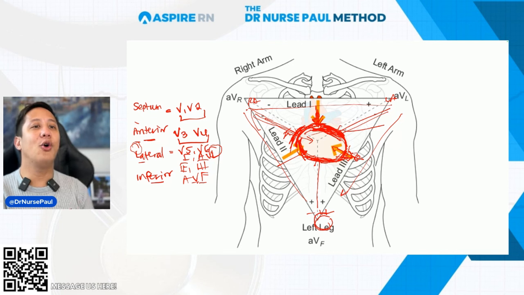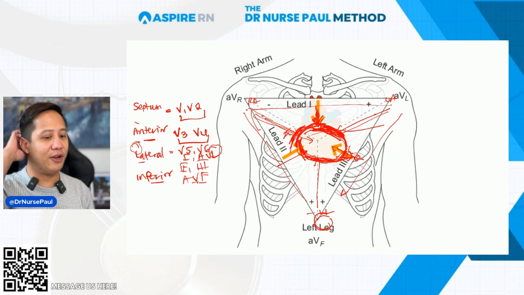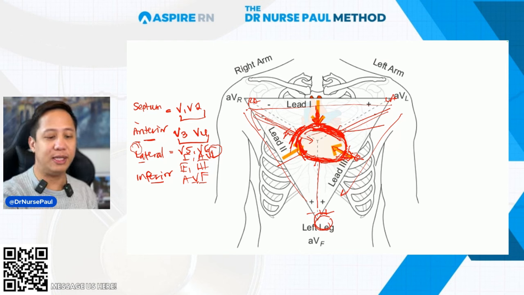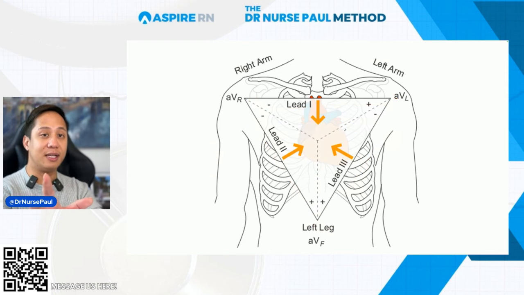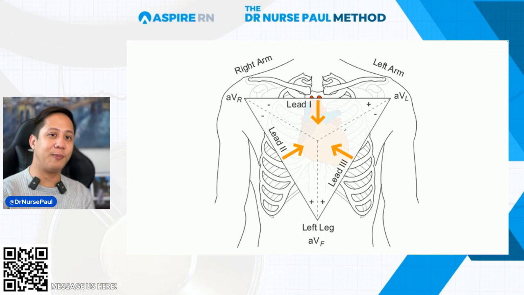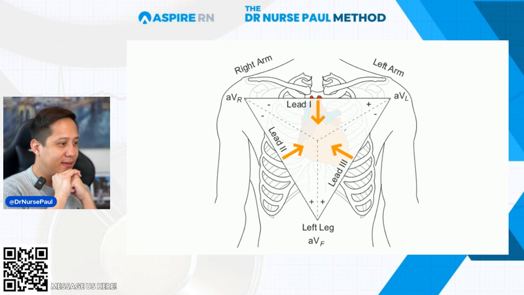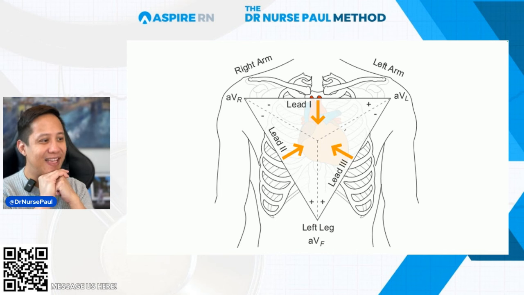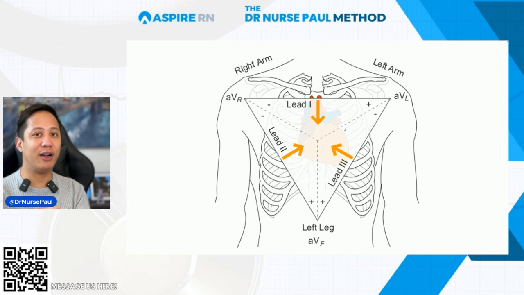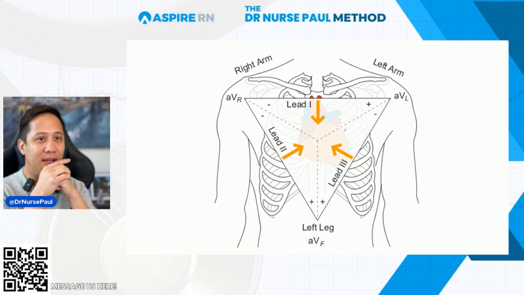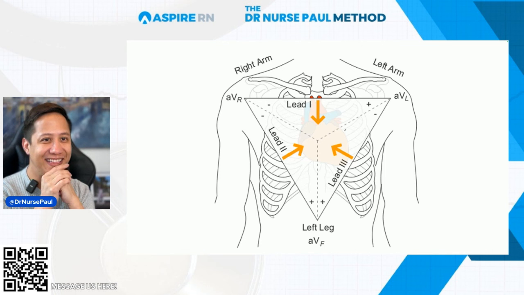How about inferior? I'm going to delete the screen now. Inferior. Just look at the heart. Look at the picture and where the arrows are pointing. Inferior is two, three, and letter F for foot. L for lateral. All right. Did you notice that we didn't include one lead?